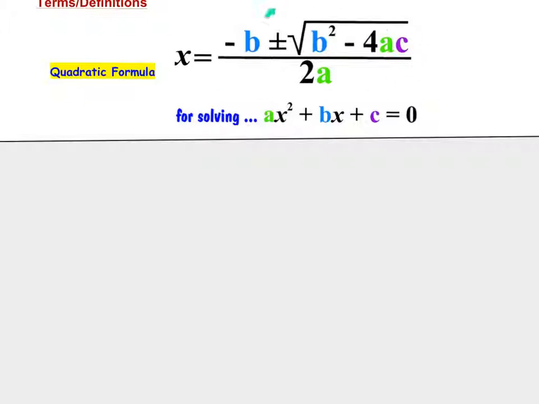Now, the quadratic formula is something that you are going to have to memorize, but there is a song that we all know that will help us memorize it. And this is to the tune of Row, Row, Row Your Boat. And it goes like this. X equals opposite b plus or minus the square root b squared minus 4ac divided by 2a.